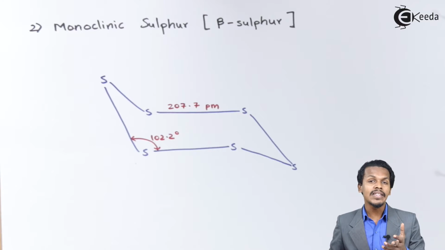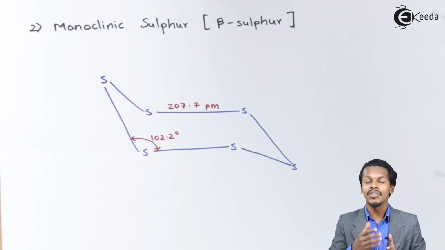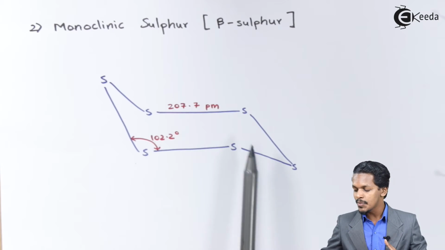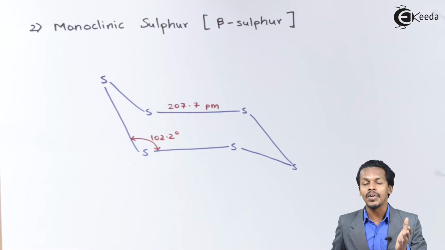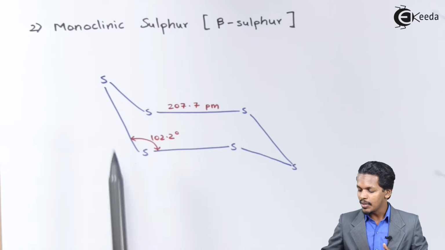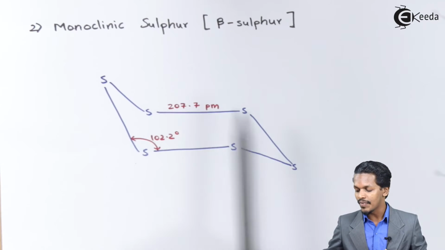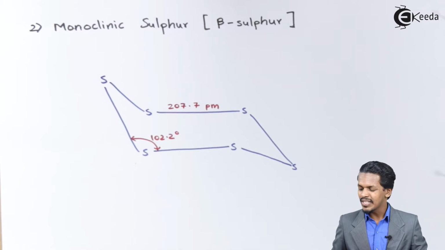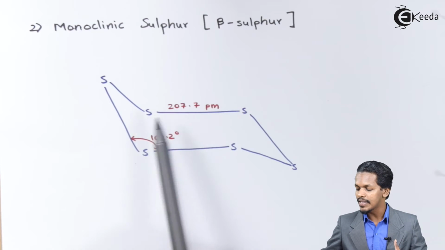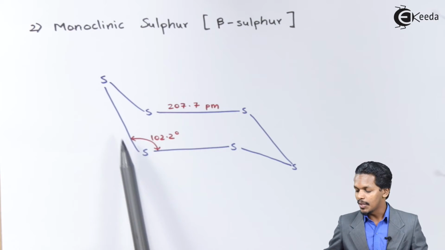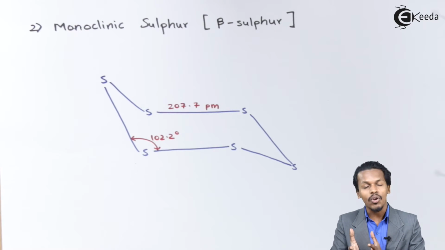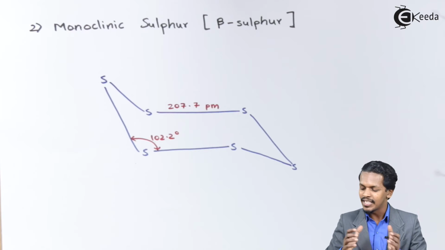In that case, it has been found that the melting point of this monoclinic sulfur is 393 Kelvin. And talking about the stable structure, this is basically a chair form structure, where the sulfur ranges from S6 to S10. Here we have a structure with 6 sulfur atoms, but there could also be 10 sulfur atoms. So this is one of the structures that I have discussed here. We have found that the distance between the two sulfur is 207.7 picometer, and the bond angle is 102.2 degree. So this is how beta sulfur is formed, and this was the second allotrope.